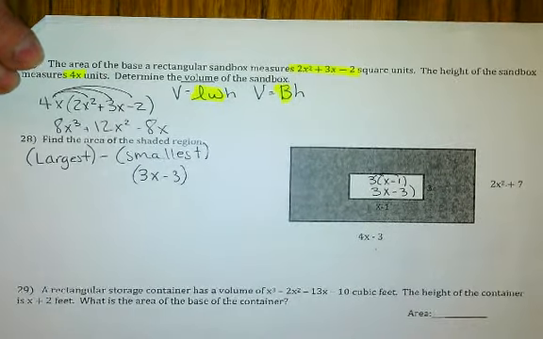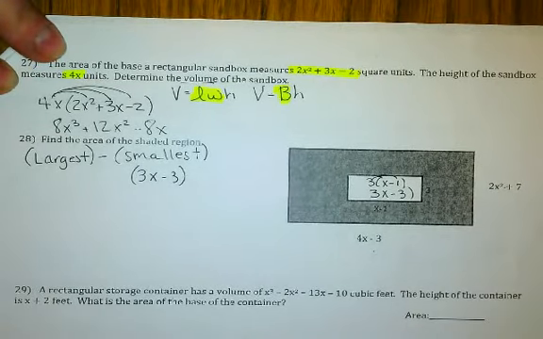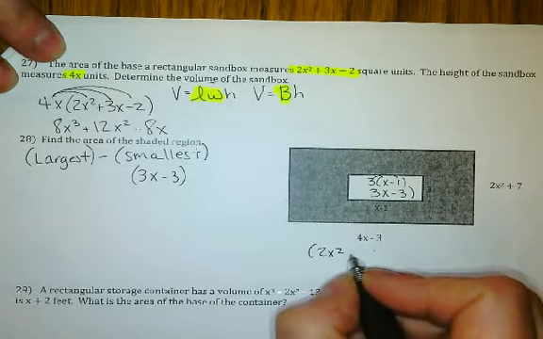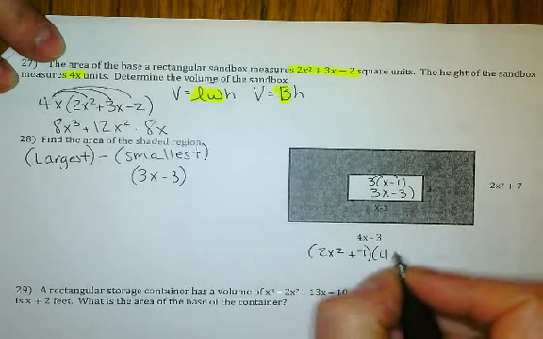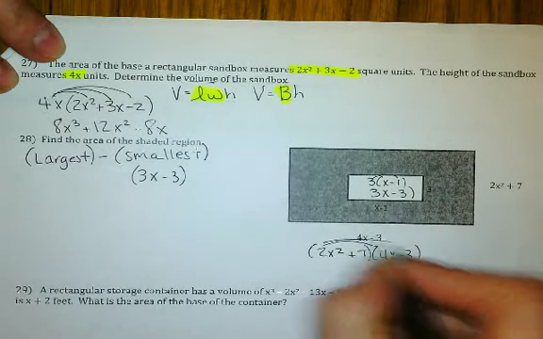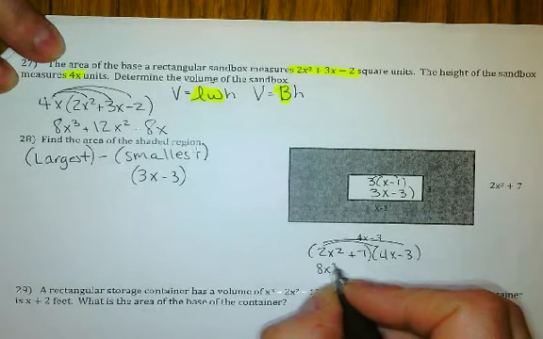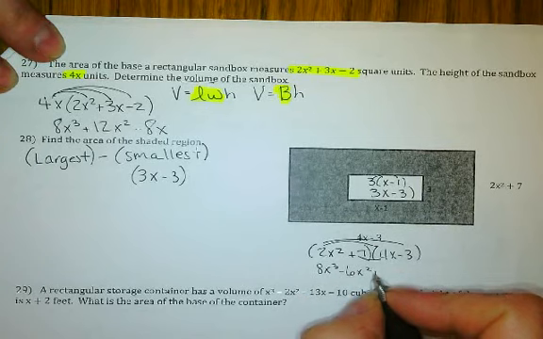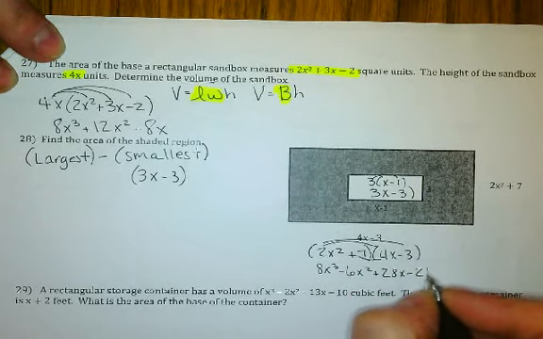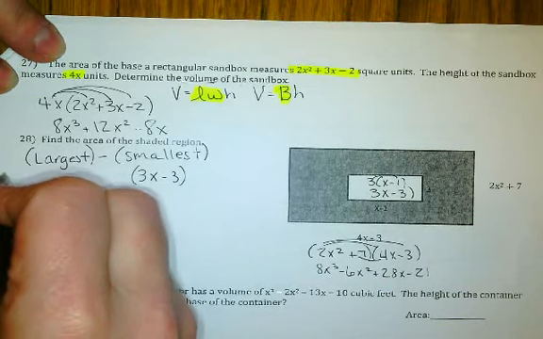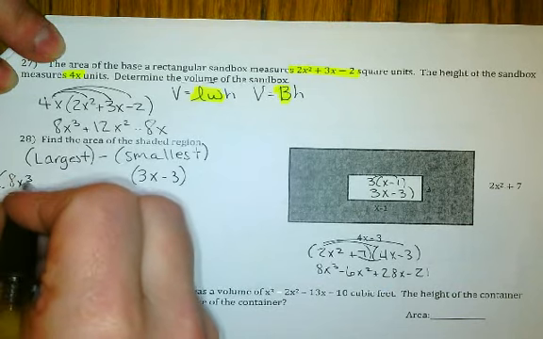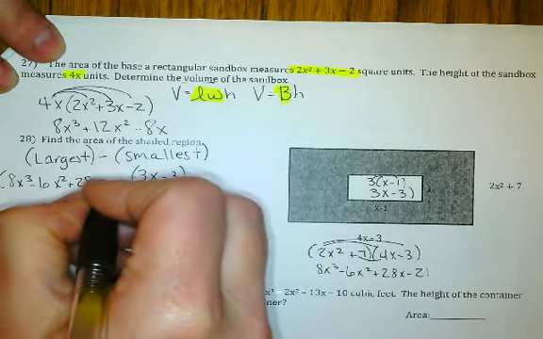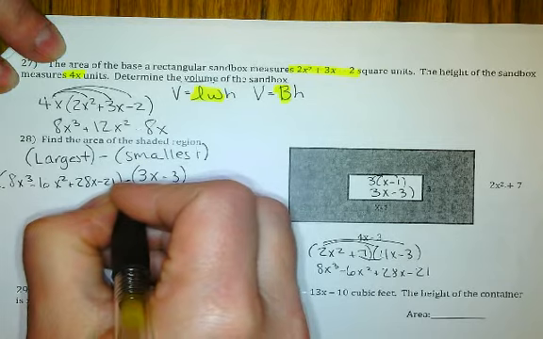And then if I multiply this, that'll give me the area of my largest one. So I would do, let's see if I have room down here, 2x squared plus 7, and then 4x minus 3. That gives me 8x cubed minus 6x squared. And that gives me 28x minus 21. Okay, so up here, for the largest one, I'm going to write 8x cubed minus 6x squared plus 28x minus 21. But then remember, I'm subtracting that.